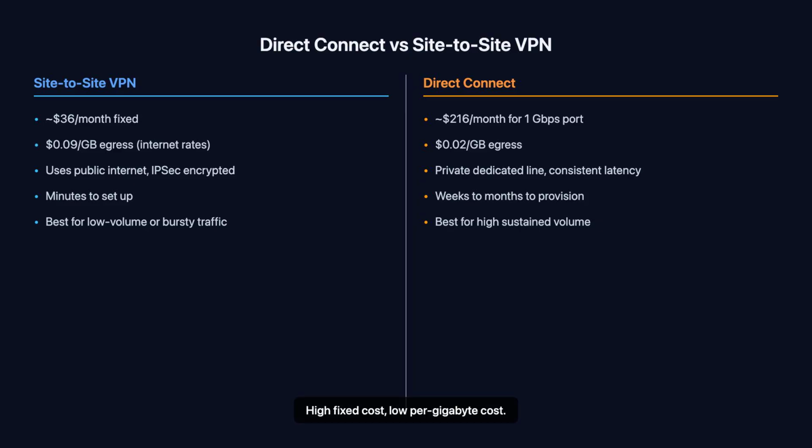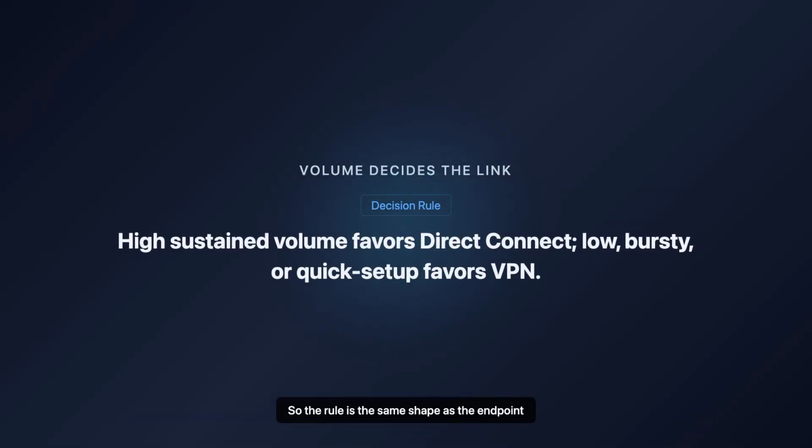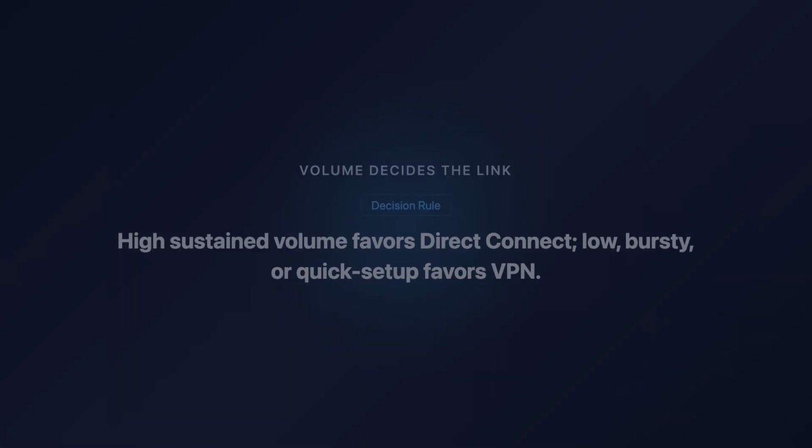High fixed cost, low per gigabyte cost. So the rule is the same shape as the endpoint one. Volume decides. When the scenario emphasizes high, sustained data volume, Direct Connect's low per gigabyte rate wins despite the bigger fixed cost. When it emphasizes quick setup, a tight budget, or low and bursty traffic, site-to-site VPN is the answer. And if a question needs encryption, remember Direct Connect isn't encrypted by default. You'd run a VPN over it to add that.